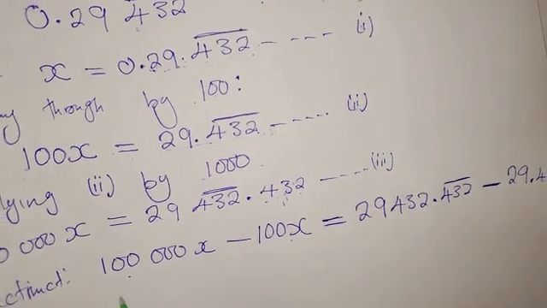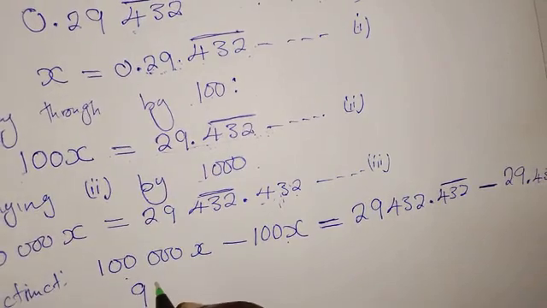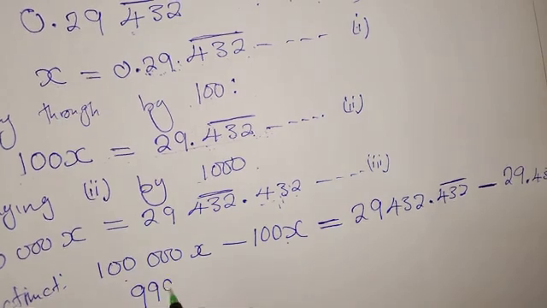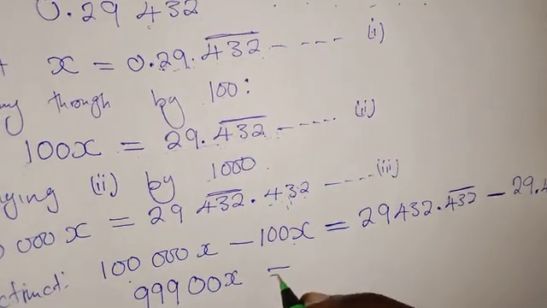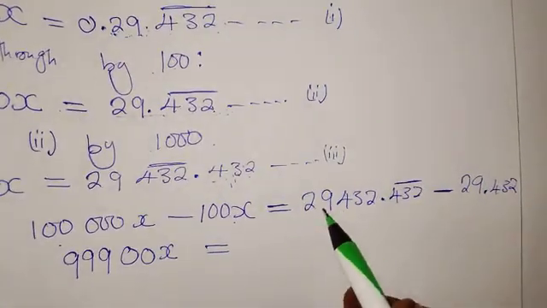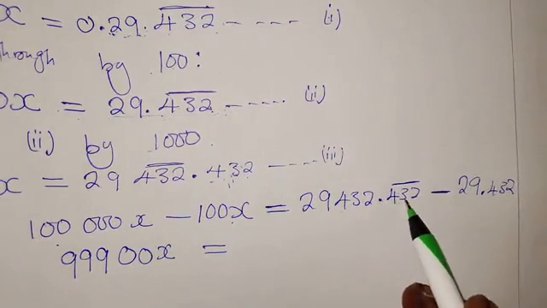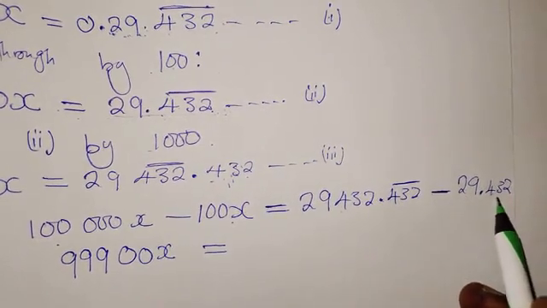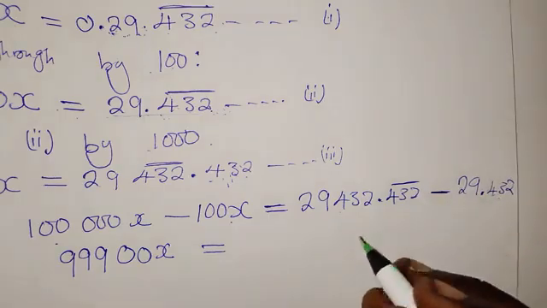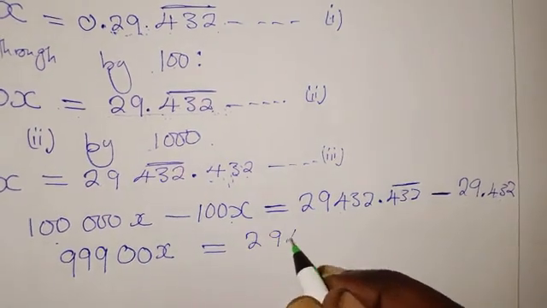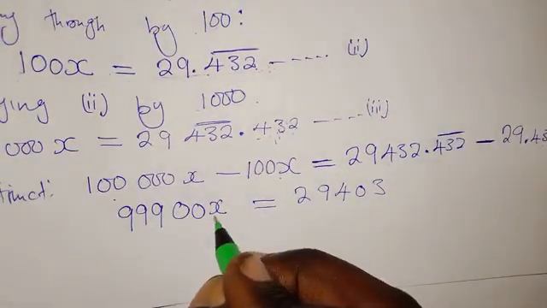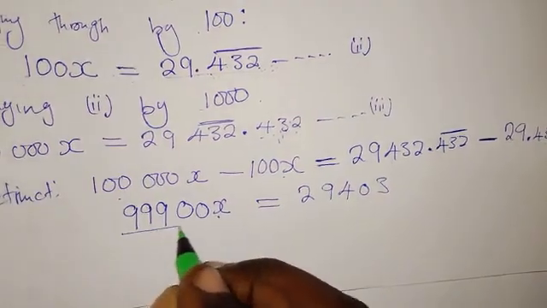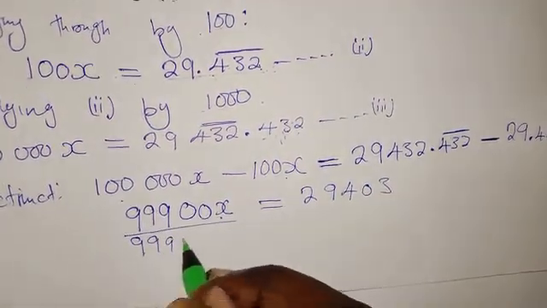You can punch it in your calculator or you can use your head. We are going to have 99,900x to be equal to, you can still punch it in on your calculator, 29,432.432 minus 29.432. We are going to have something like 29,403. I think so. Confirm. And then from there, as usual, we have to make x the subject. Divide this by 99,900.